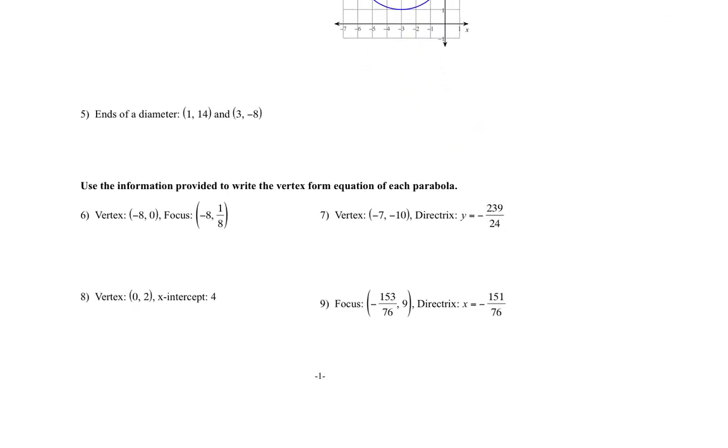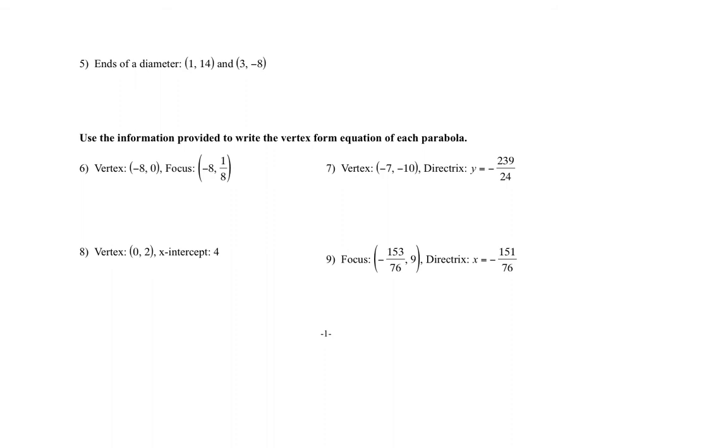Number 5, we're going to basically start out by using the midpoint formula to get my center. So that's going to be basically the average of the two coordinates, 1 plus 3 over 2, and 14 plus negative 8, or just 14 minus 8 over 2. This is going to get me a coordinate of 4 over 2, which is just 2, and 6 over 2, which is 3.